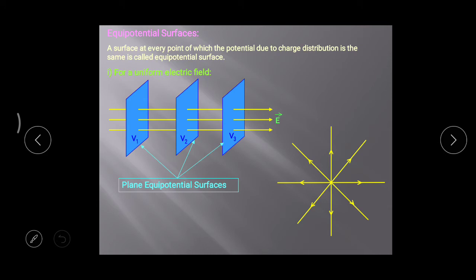So if we draw the equipotential surfaces of this isolated charge as shown in the figure, the equipotential surfaces are obtained as concentric spheres, and the distance or gap between these surfaces goes on increasing in the direction of electric field, since potential is also reducing in the direction of electric field. So we get these type of surfaces.